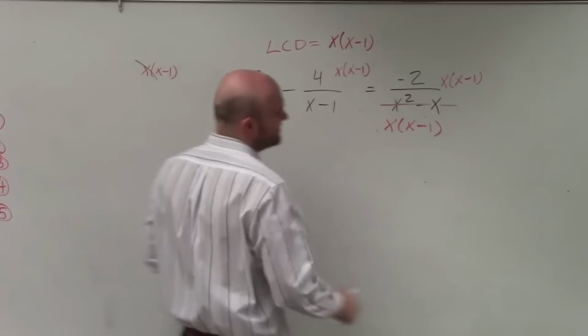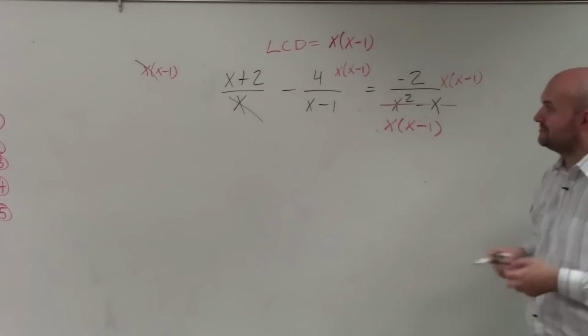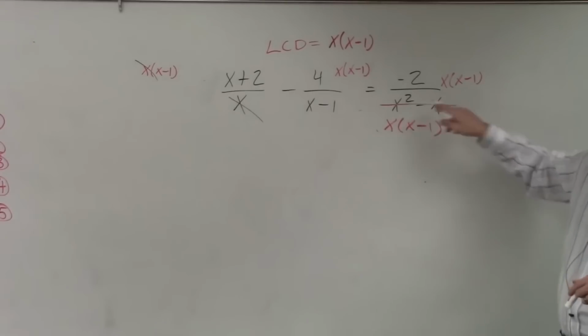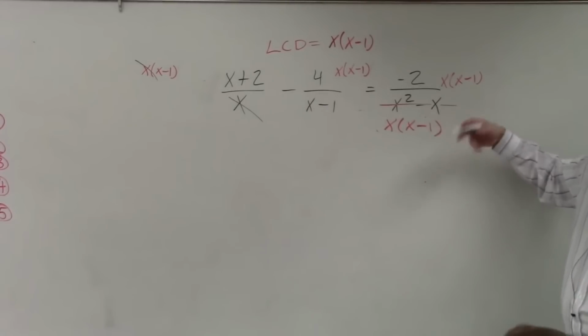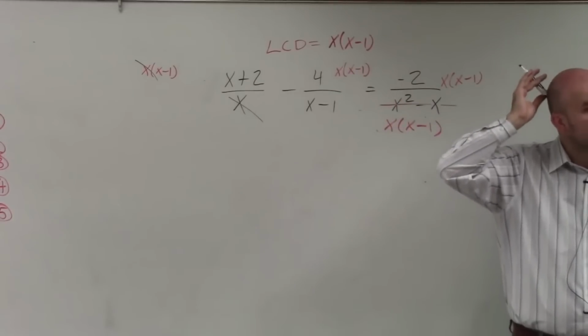We're going to have a cubic. And not like you couldn't do it, but that's just going to make this problem much more difficult. So anyways, this gets factored down to x times x minus 1. Therefore, my LCD is x and x minus 1. Does that make sense? OK.